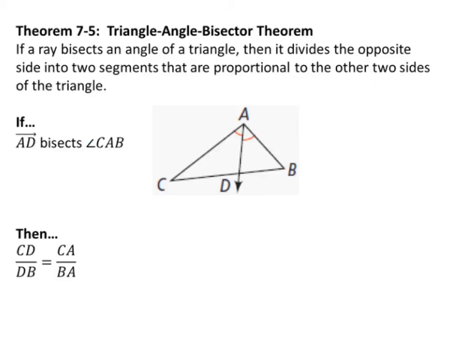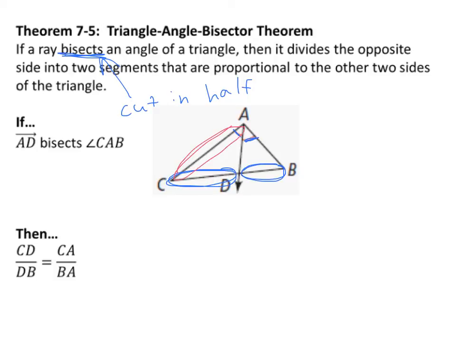And then we have the triangle angle bisector theorem. So if we have a ray that bisects an angle, and bisect means gets cut in half, so that means this angle is the same as this angle. So if we've got a triangle where one of their angles got bisected, then that means CD over BD is proportional to CA over BA. So again, we can set up proportions.